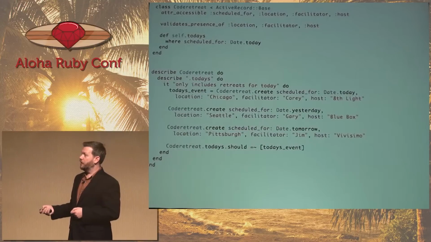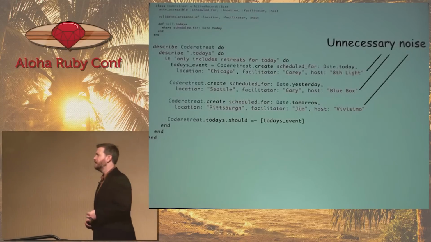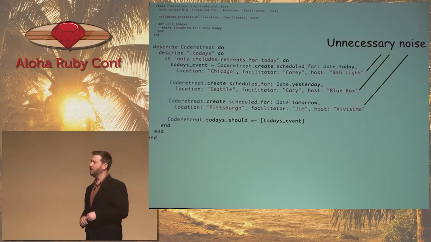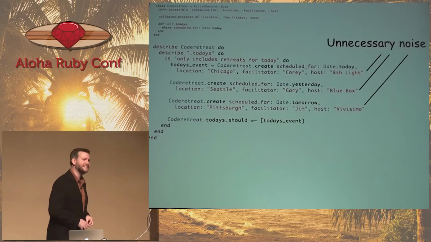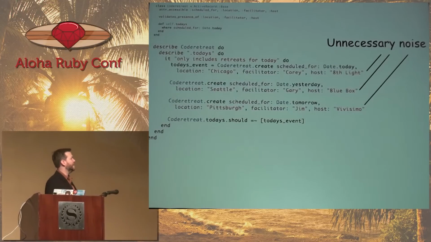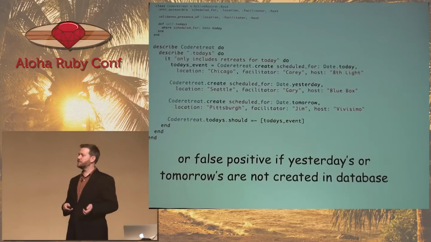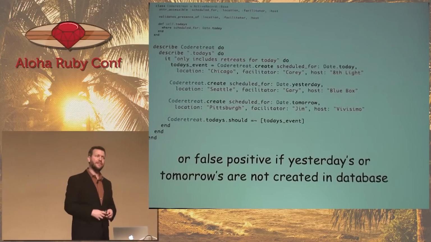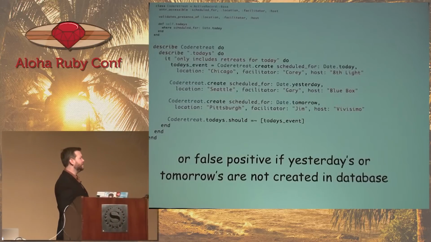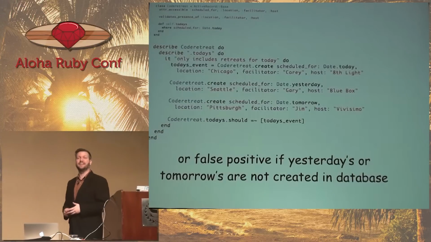So you come in and you create one for today, you create one for yesterday, you create one for tomorrow, and what you ask, it should just have today's event. But this has a lot of coupling in it. The fact that I have to put this facilitator and the host in my test, all I'm really caring about is the date. This is unnecessary noise, but I can't do anything with it. I have to have it there. And it gives me false positives, this style of test. If yesterday's or tomorrow's are not created in the database, so if it fails because of the validation, it's not going to care. If it doesn't create tomorrow, so I can't take those out. This is a testing pain.